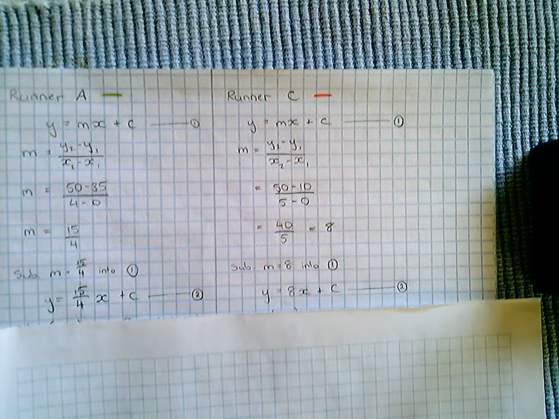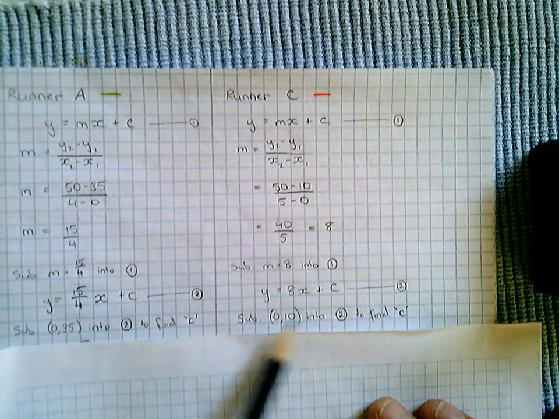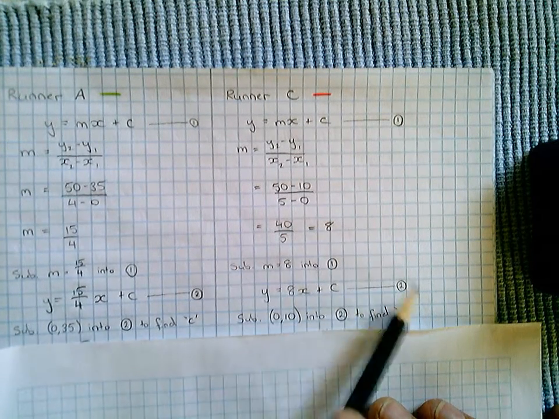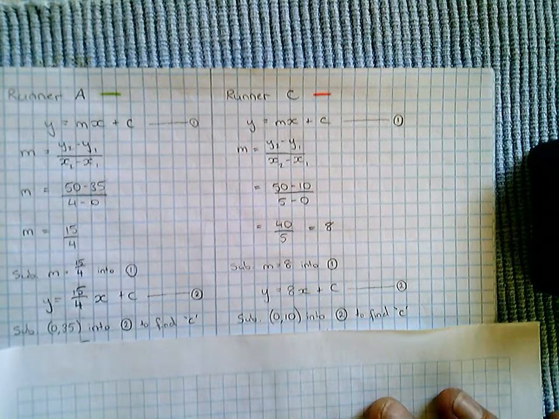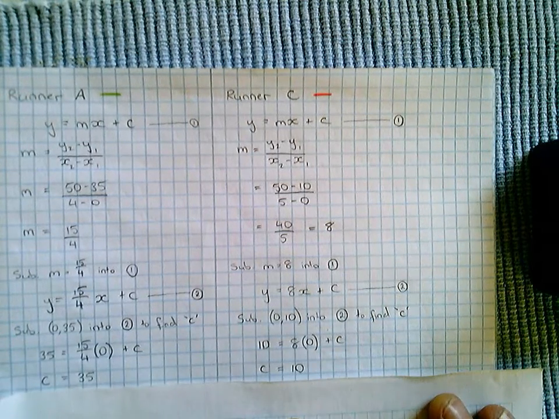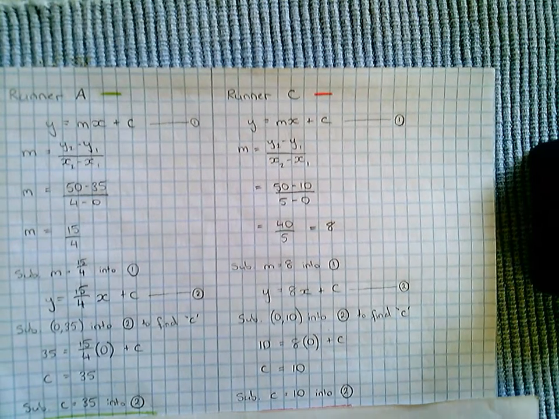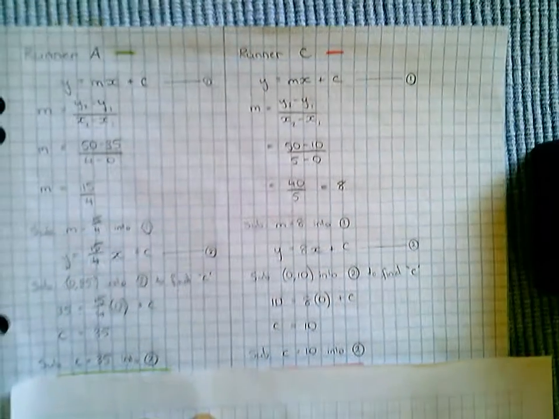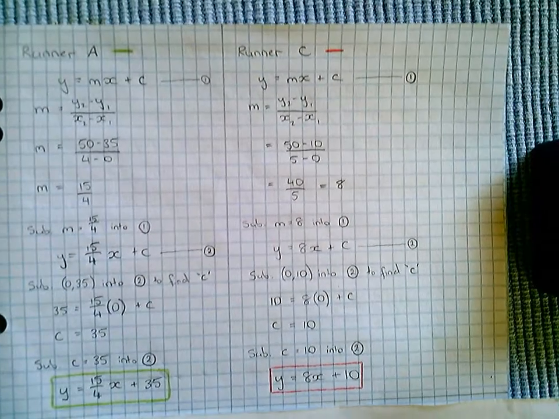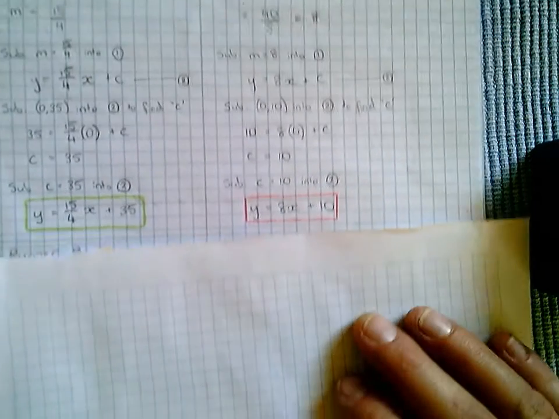I then need to find C, and to do that I need to substitute one of those coordinates. I'll pick the first one into equation 2, which I've just written, to find that value for the y-intercept we call C. There's the substitution, there's my solution for C before substituting C back into equation 2, which is up here, to get my functional model for runner C.